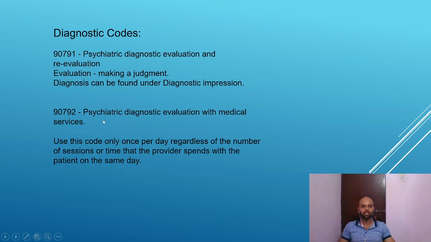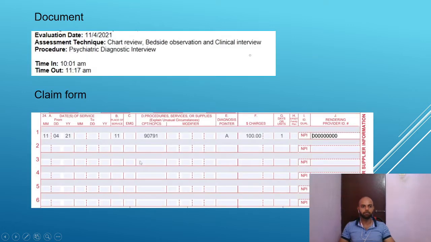90792 is for psychiatric diagnostic evaluation with medical services. Medical services means that during the psychiatric diagnostic evaluation, the provider prescribes some medications. In that case, we have to bill 90792. There is a coding guideline for this CPT code: use this code only once per day, regardless of the number of sessions or time that the provider spends with the patient on the same day.